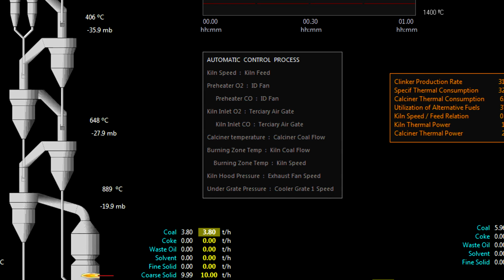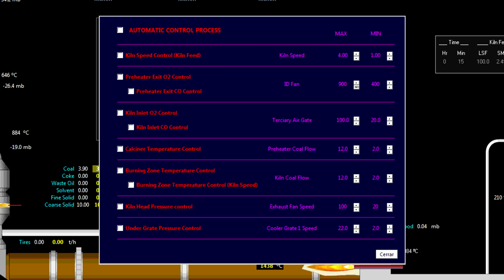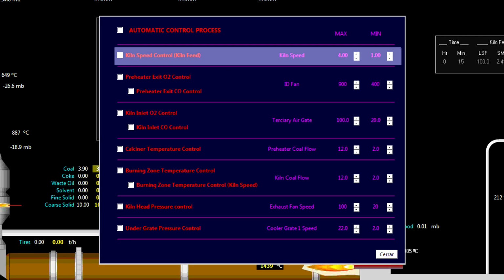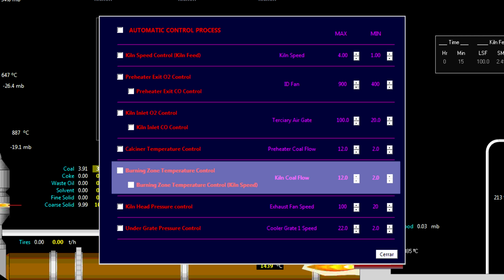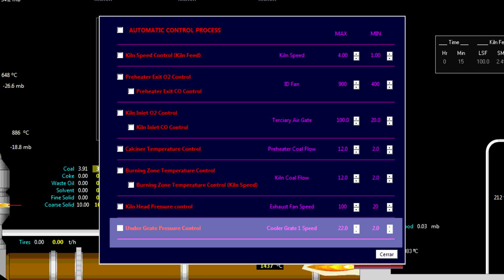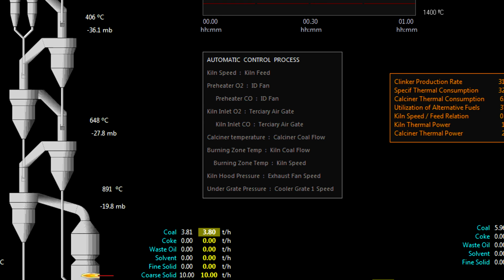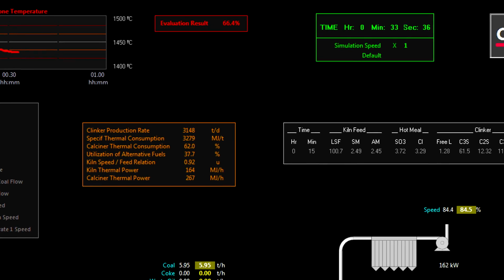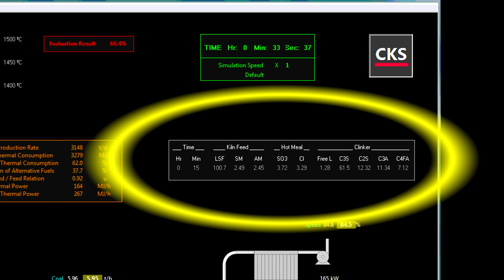This other window shows what sort of control loops are installed on the system. Right now, they're grayed off. We're running on manual mode. They can be switched to auto mode together with their respective set points, and even the full process can be switched to automatic control. On this side, we have a short review of the chemistry of our raw meal, the sulfur and chlorine content in the hot meal, and the conditions of our clinker mineral, in other words, the potential reactivity of our clinker.